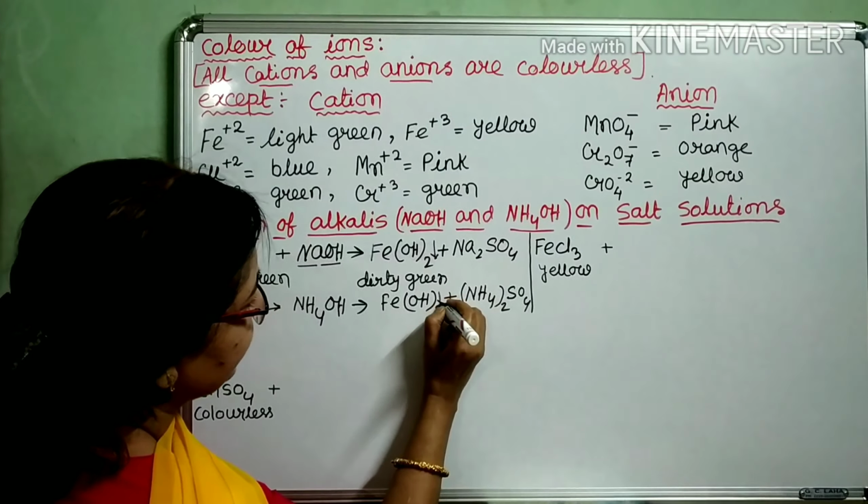Now again FeCl3, ferric chloride, its color is yellow. When it reacts with NaOH, what happens? Same, metallic hydroxide is formed. Which color is it? Reddish brown. And NaCl is formed. It is also insoluble.